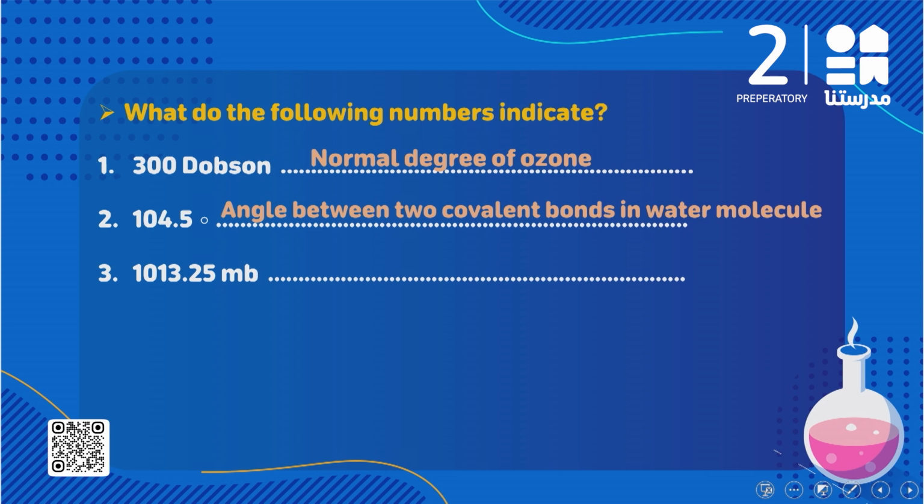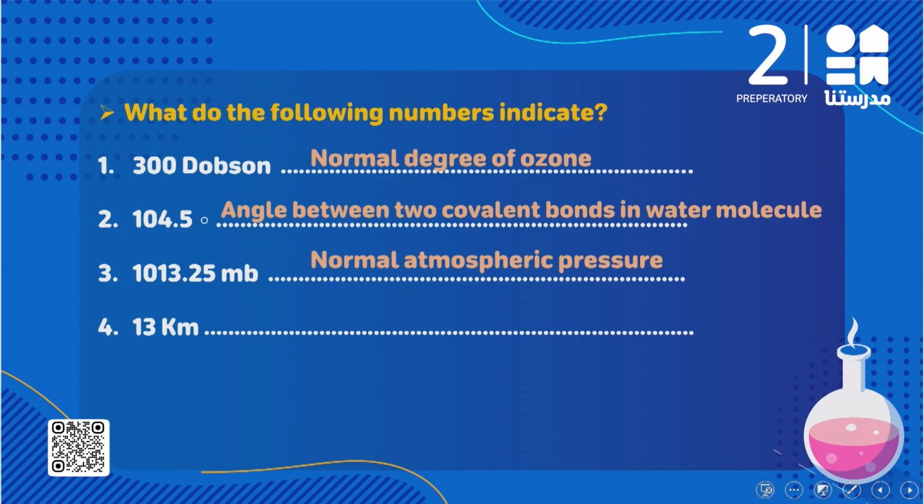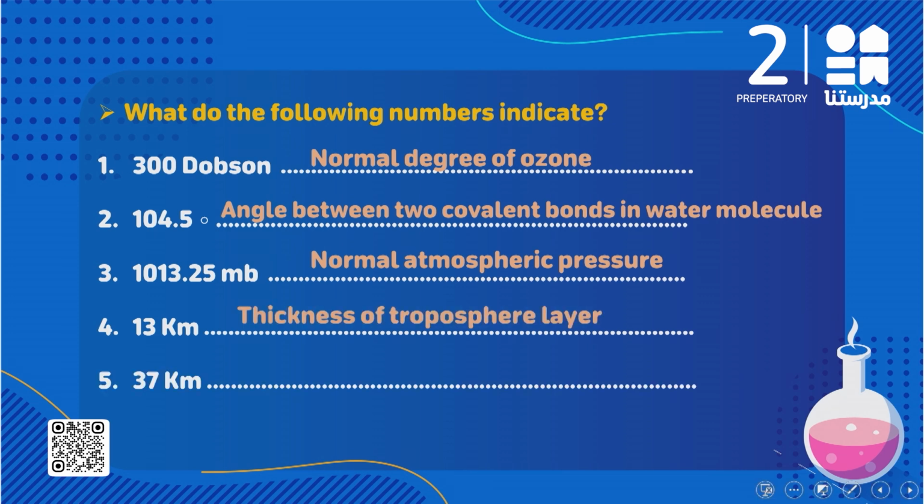Okay, the third one, 113.25 millibar, and this represents the normal atmospheric pressure. We called it normal atmospheric pressure because it is measured at sea level. Number 4, 13 kilometer height is what? It's the thickness of the troposphere layer. 37 kilometer is the thickness of the stratosphere layer. So again, the thickness of the troposphere layer is 13 kilometer and the thickness of the stratosphere layer is equal to what? 37 kilometer.